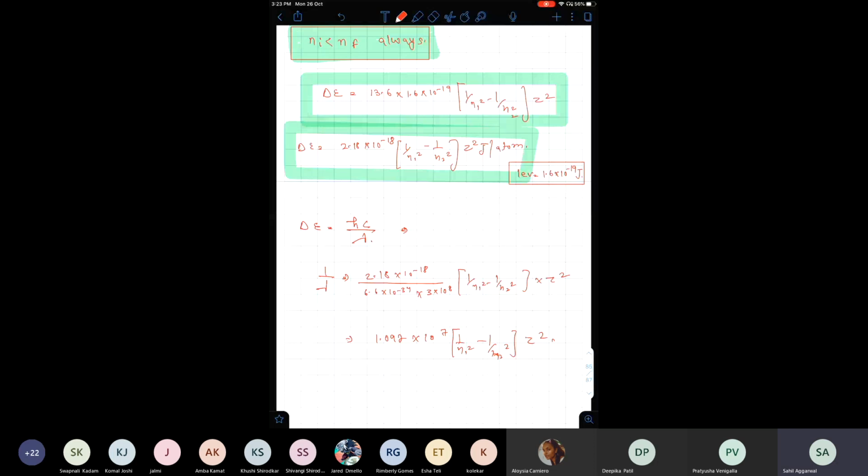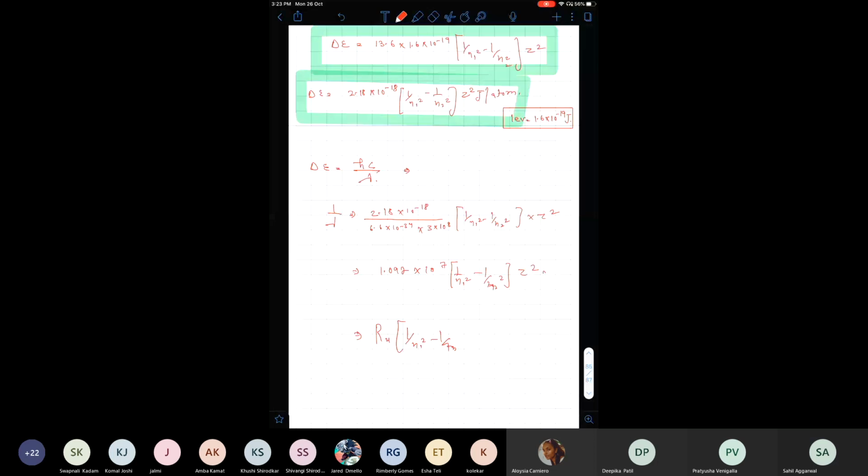And we know this is Rydberg's constant. We know very well this formula. Any doubt to anyone in this?